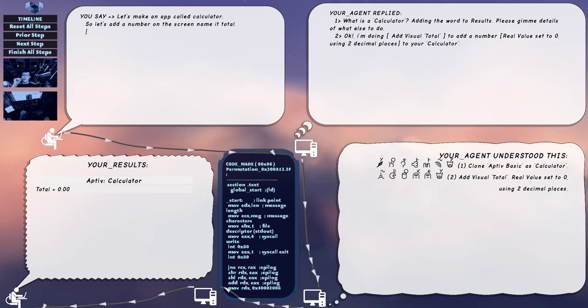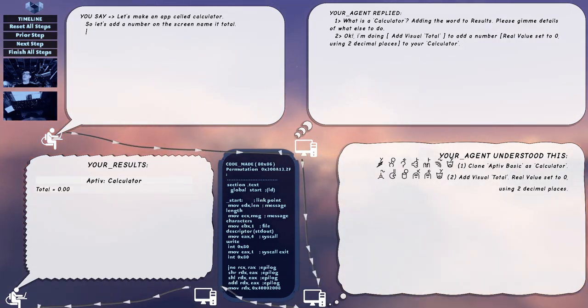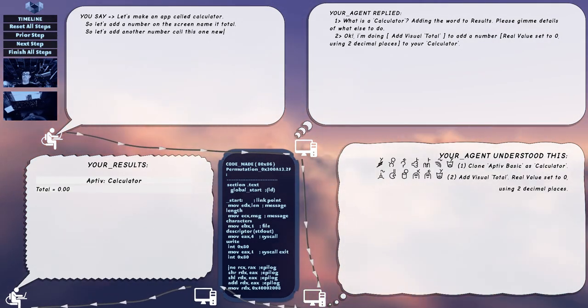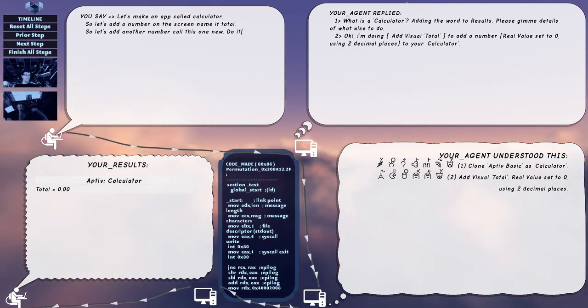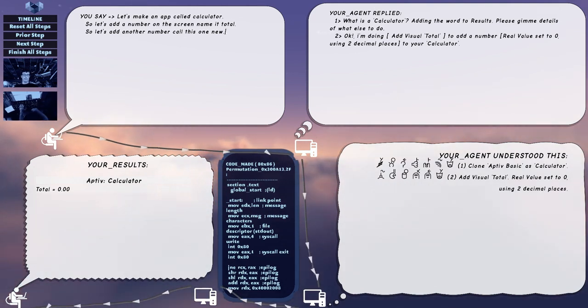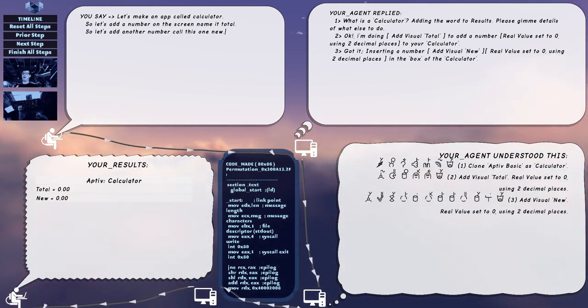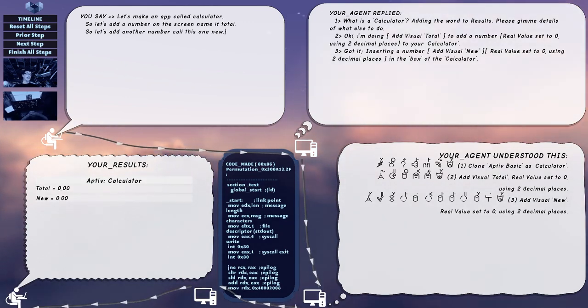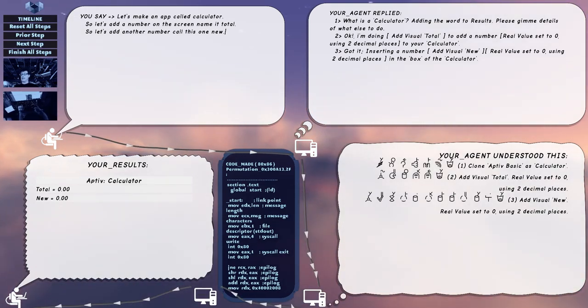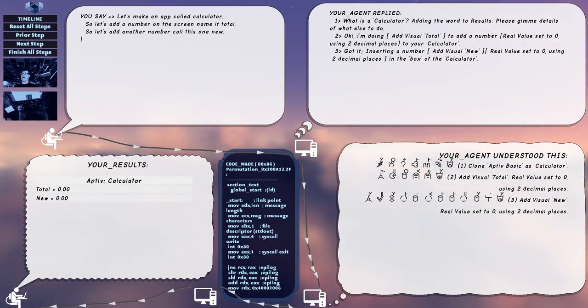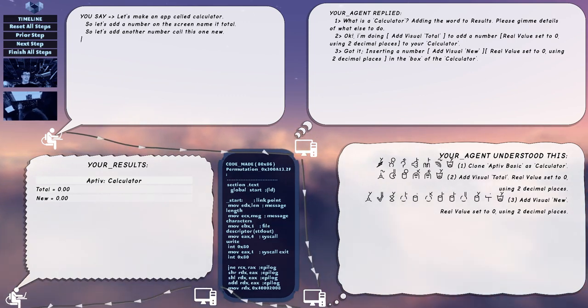So let's add another number. Call this one new. Full stop. Do it. See, that didn't hear my words, so I hit the button that also does do it. Either way, we've moved on to the next step here. So we've got two numbers. So I'm going to start adding the actual digits.